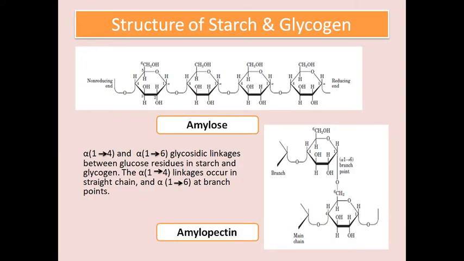This is the structure of starch. Glycogen shares the same structure. Starch contains either amylose or amylopectin, whereas glycogen is a highly branched one with alpha 1,4 and 1,6 linkage.